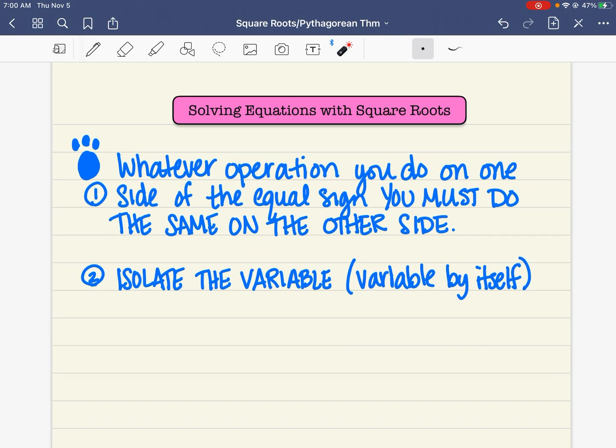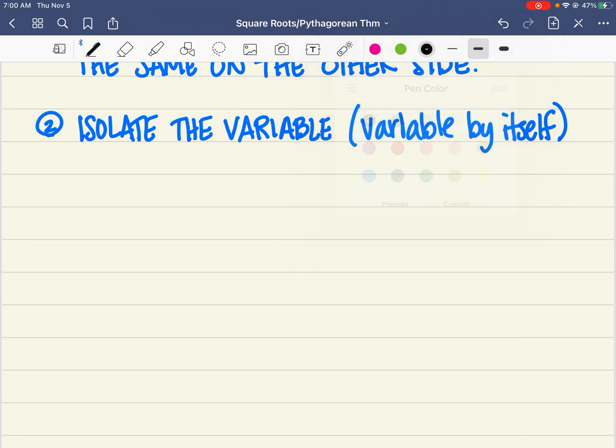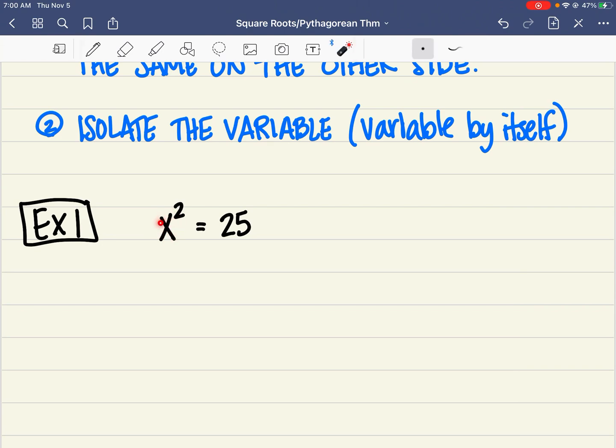All right, so let's just start with an example. So for example number 1, let's say that x squared, so we've never had an exponent on a variable before, but let's just say x squared equals 25. Okay, remember what we're trying to do. We're trying to figure out what is x. What's the value of x? So we're trying to think of what number times itself equals 25.